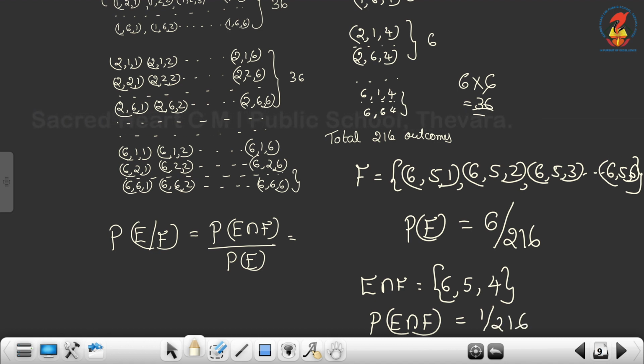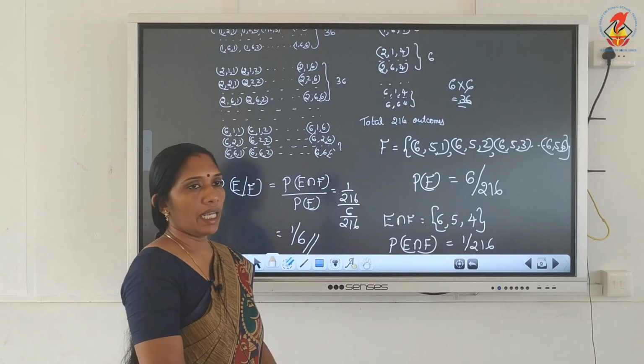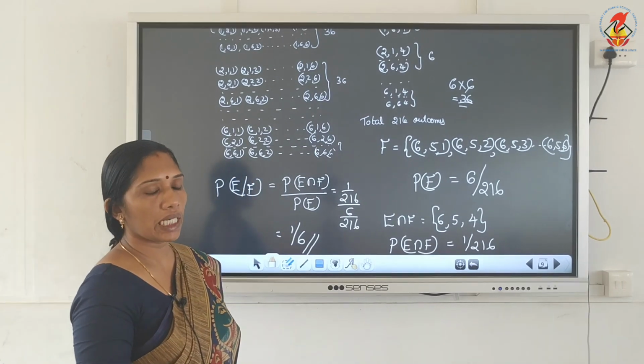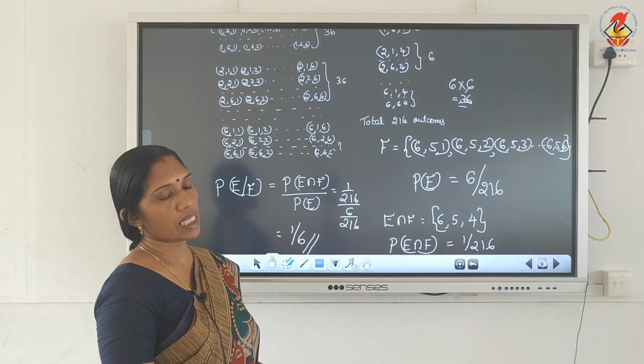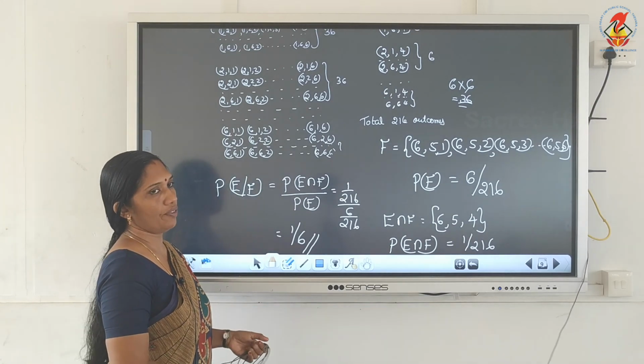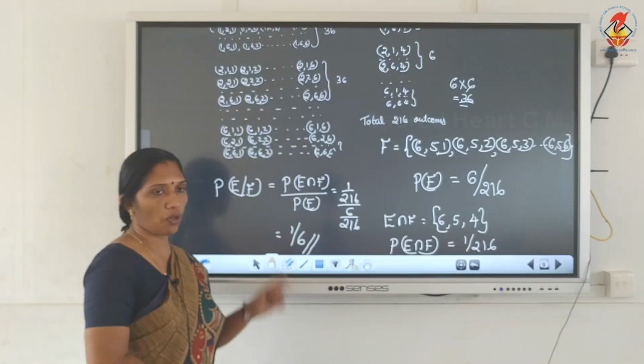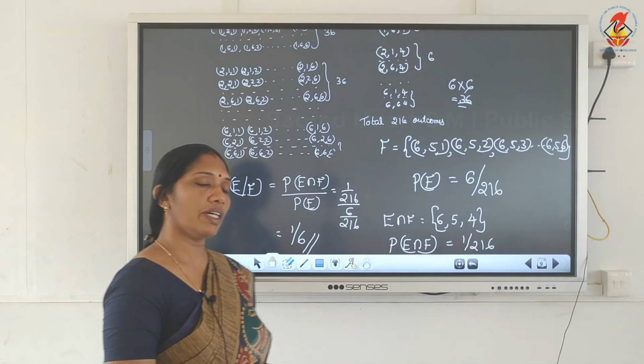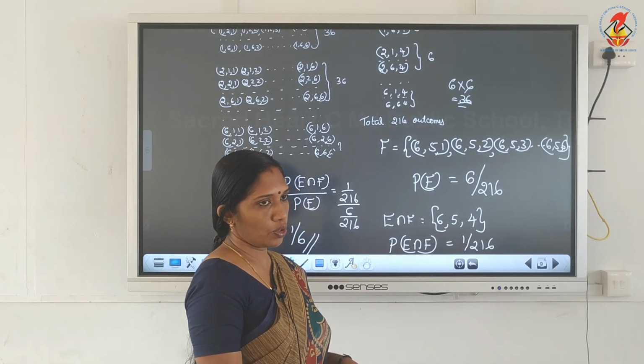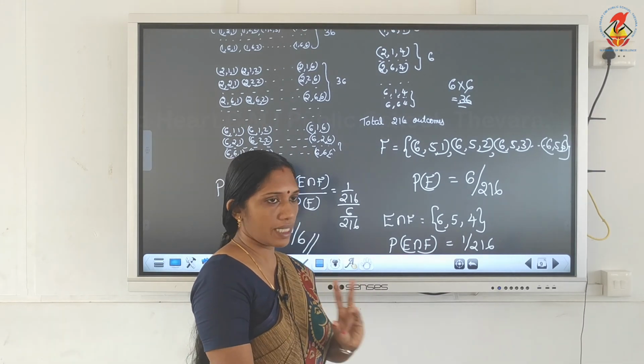So now we can substitute here: 1 out of 216 by 6 out of 216. So that's equal to 1 by 6. Clear this one? A die is thrown 3 times, so total there are 216 outcomes. We have to find P of E given F. So it is P of E intersection F by P of F. F means 6 and 5 appears in the first 2 tosses. Okay, so first 2 elements 6 and 5.